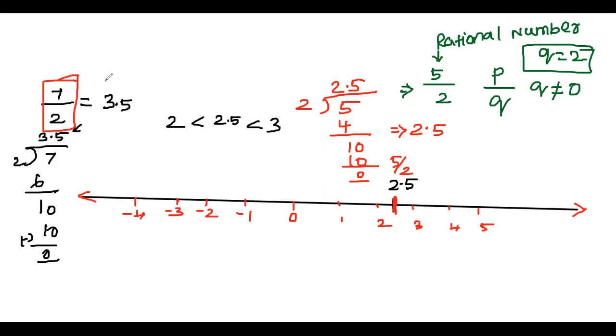So where will you mark this 7 by 2? Now they're asking you to represent the rational number on your number line. 7 by 2 is 3.5. 3.5 definitely lies between 3 and 4, isn't it? It's greater than 3 and lesser than 4, which means you will mark it over here. This is 7 by 2. Understood?